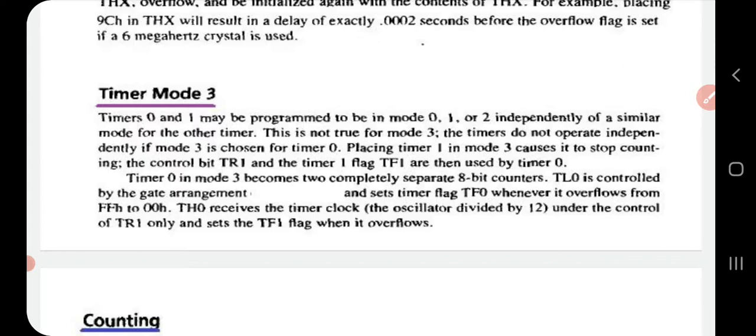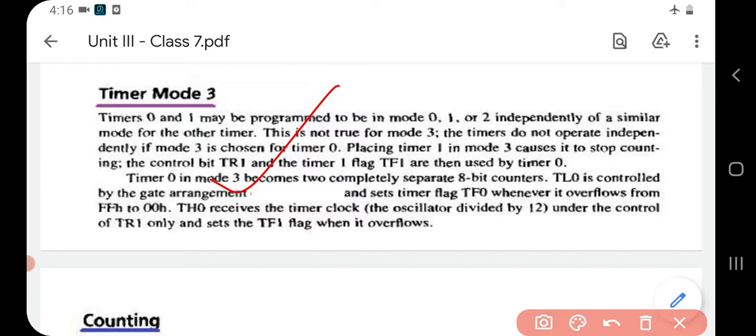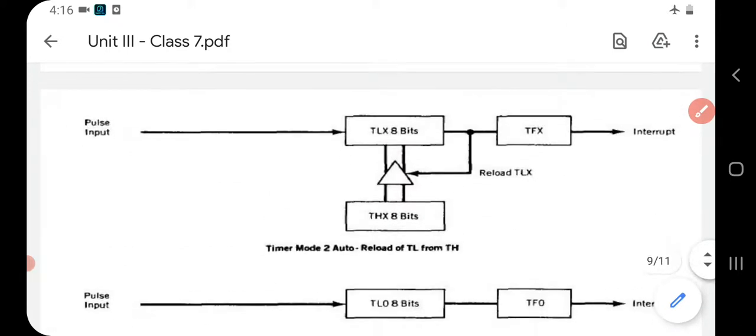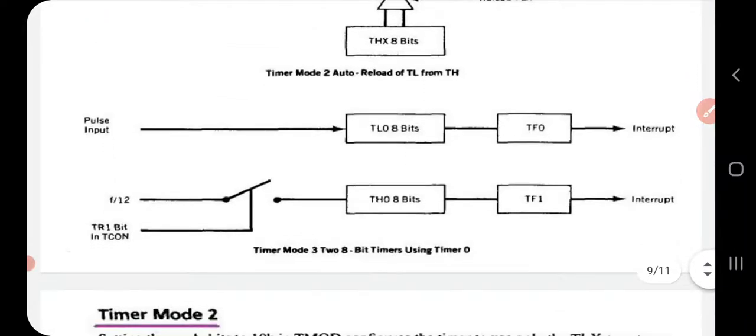So that is enough for timer mode 3. Up to that you'll have to write, that is from here to this one, that is enough. Then draw the corresponding diagram for timer mode 3, this one.